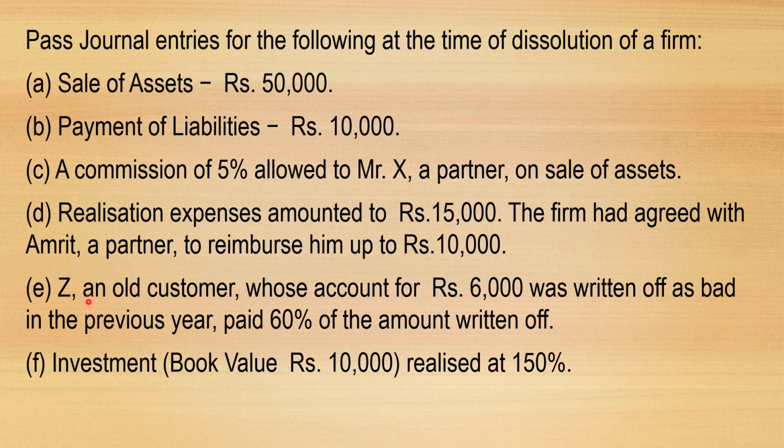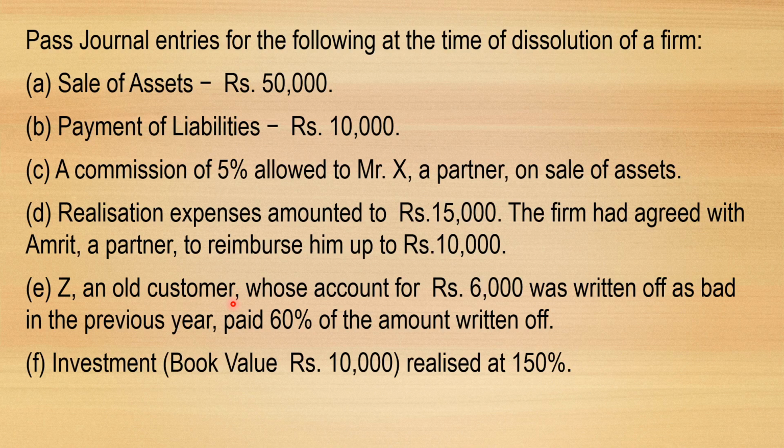Now the next information: an old customer whose account of 6,000 was written off as bad debt in the previous year, but 60% of the amount was recovered. He paid 60% of the amount, so we have to calculate 60% of 6,000. If you calculate 60% of 6,000, it comes to 3,600. So it is another way revenue is generated. And as I already told the logic, when revenue is generated, bank account debit, no need to credit bad debt recovery or whatever it may be. Just bank account debit to realization.